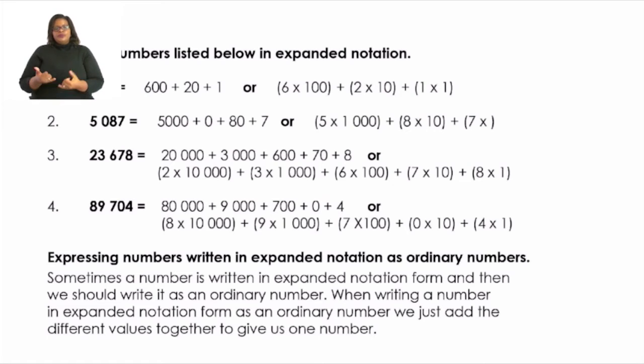Now let's see. They also say expressing numbers written in expanded notation as ordinary numbers. Now sometimes a number is already written in expanded notation form, and then we should write it as an ordinary number. When writing a number in expanded notation form as an ordinary number, we just add the different values together to give us one number.